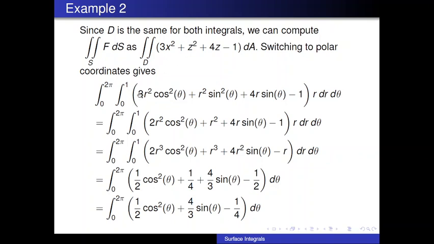So 3x squared becomes 3r squared cosine squared theta. And z squared becomes r squared sine squared theta. And then plus 4z becomes plus 4r sine theta. And then minus 1 stays minus 1. And because we're now switching this double integral to an integral over polar coordinates, we need to multiply by the polar coordinate Jacobian determinant, which is r.